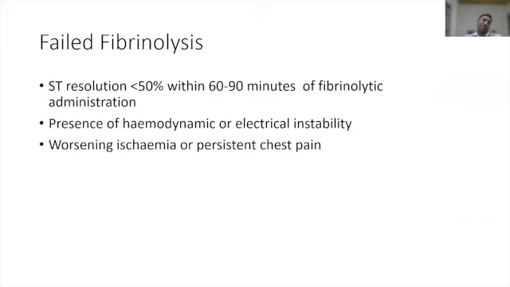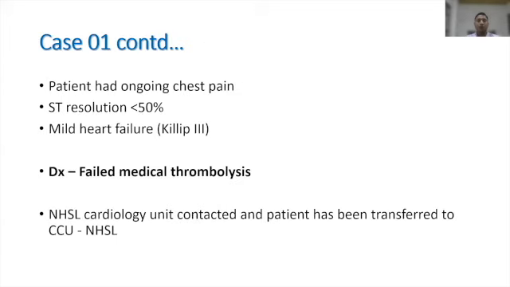So what are the things you will call a failed thrombolysis? ST segment resolution less than 50% within 60 to 90 minutes of fibrinolytic administration. Presence of hemodynamic or electrical instability, worsening ischemia or persistent chest pain. So your next decision making is going to happen after almost 1 hour. You are giving the first tenecteplase dose and repeating the ECG in 1 hour, and you are going to make the decision on what you are going to do next.